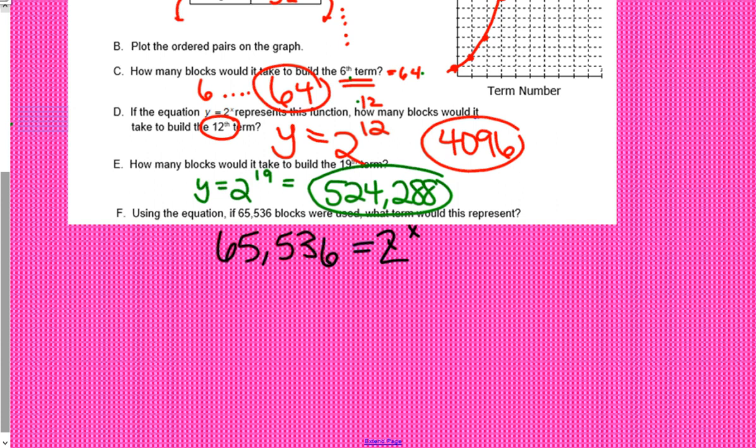So we can't just divide by 2, right? We can't cut things in half. We actually can only use our calculator. So what we're going to do is go to the graph menu in our calculator. We're going to type in y equals 2 to the x, the equation that we have.